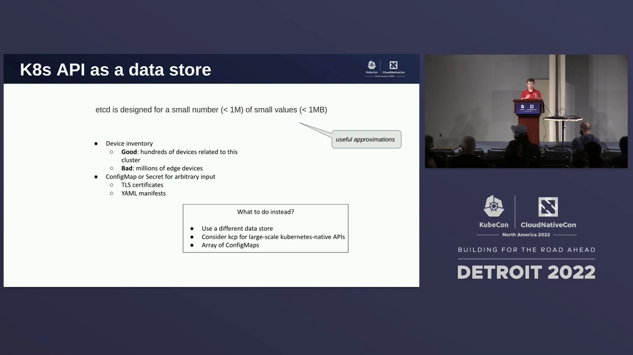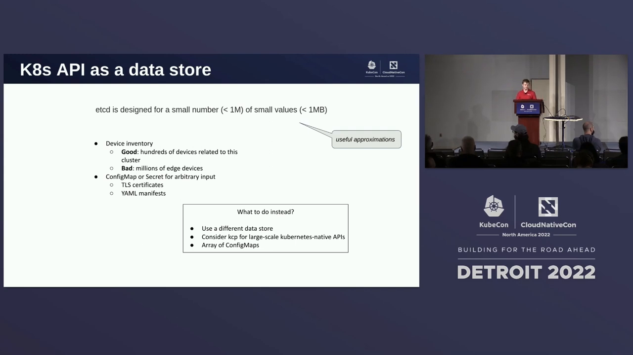KCP is an up-and-coming emerging project that I think has a lot of promise for this kind of scale, for managing with a Kubernetes native API a very large scale of data and resources. That is the kind of project you might be interested in using someday for something like millions of edge devices. But stay tuned. Highly recommend. I know there's probably a lot of KCP talks this week. That's a very cool project. Check that stuff out.